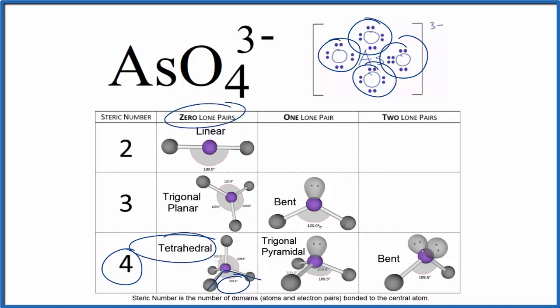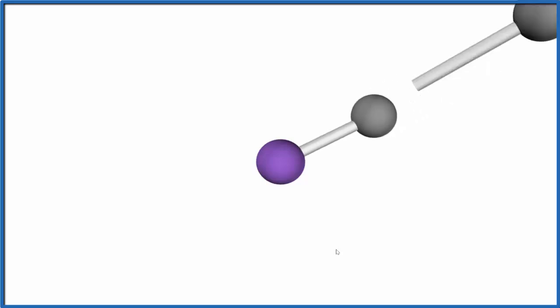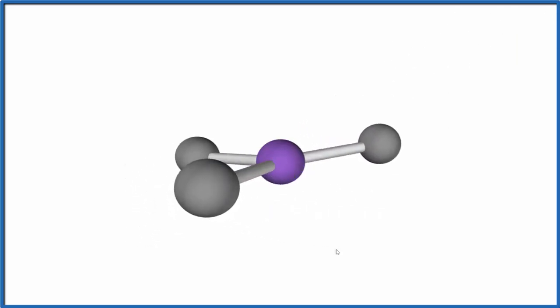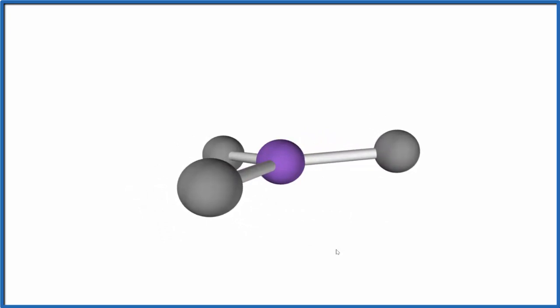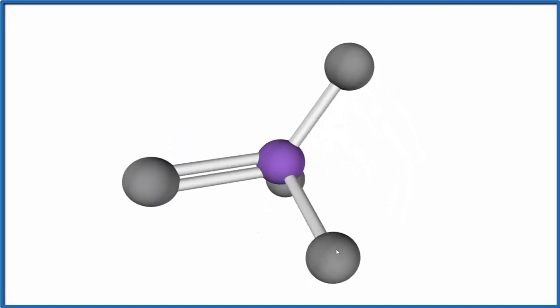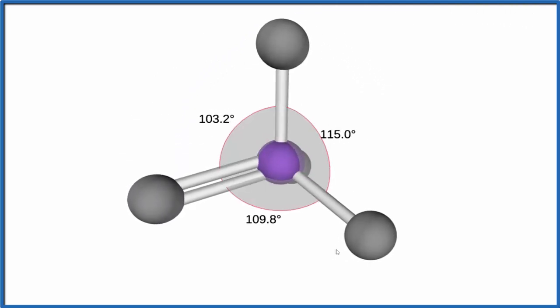Let's take a look at that and visualize it in 3 dimensions. So the purple, that'll be our central arsenic atom. We're going to add 4 oxygen atoms. 1, 2, 3. These have single bonds. Right now we have a trigonal planar molecular geometry. We add the last oxygen atom on there, and we can see we end up with a tetrahedral molecular geometry. Bond angles would be 109.5.